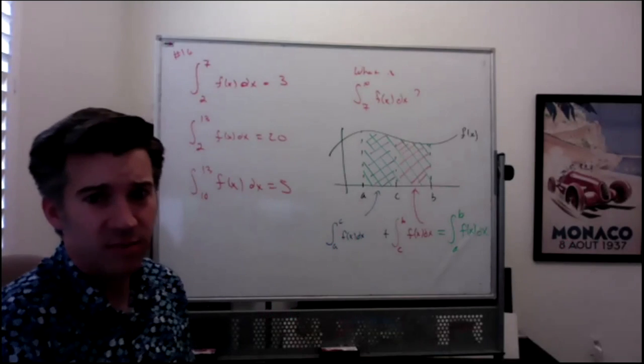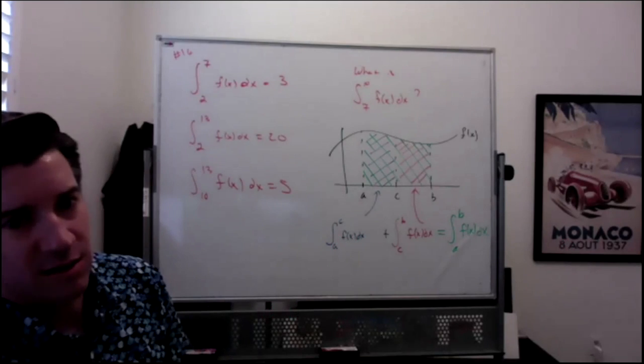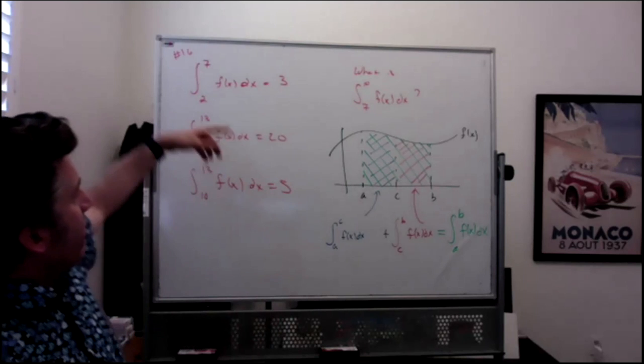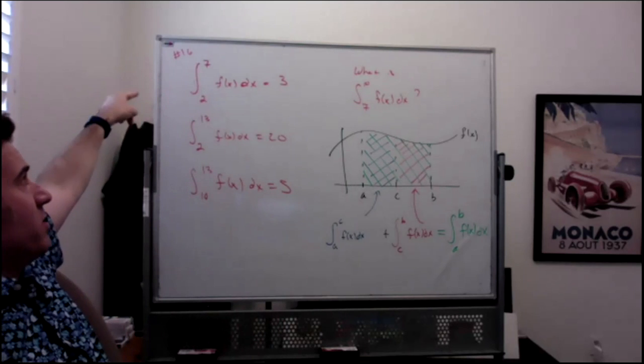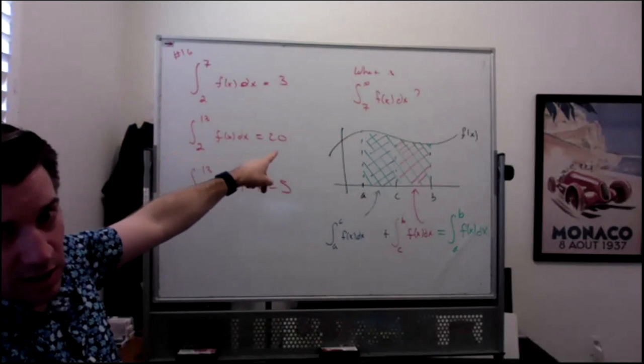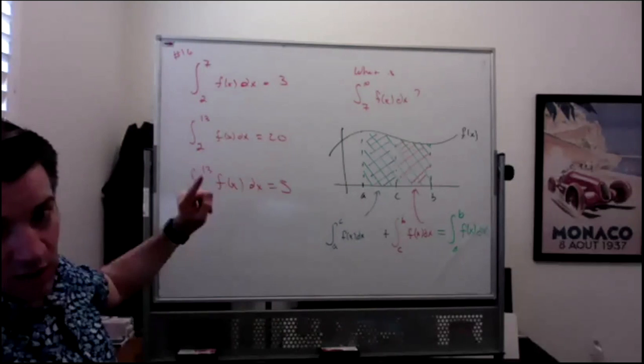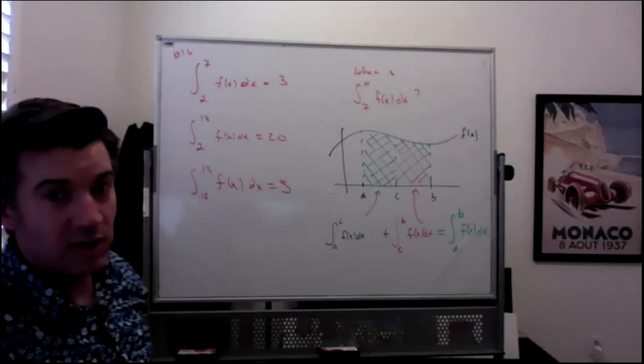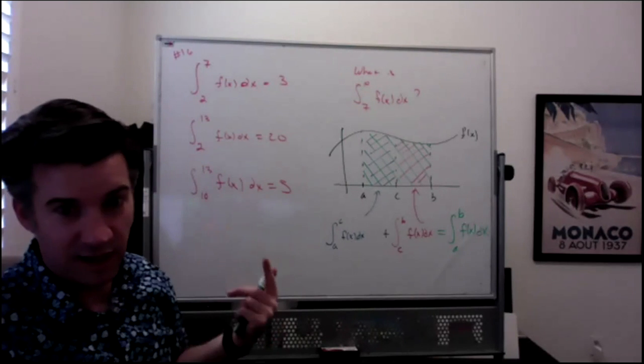Steps are pretty much the same. So the problem you're given in number 16 is something like, you're given some integrals. The integral from 2 to 7 of a function is 3. The integral from 2 to 13 of a function is 20. And the integral from 10 to 13 of a function is equal to 5. And the question you're asked is to find the integral from 7 to 10 of that function.